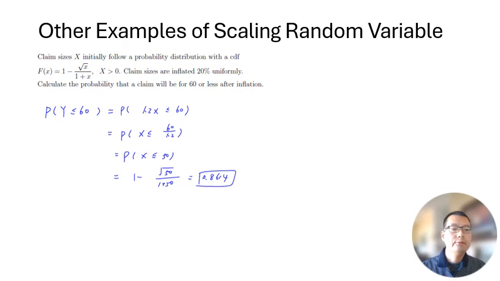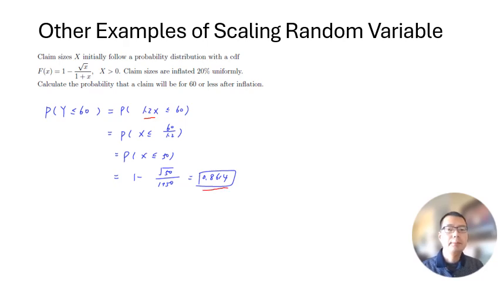So starting from the CDF of y, our probability is y less than 460. Then we replace y with x, so y is equal to 1.2x. Then we transform it into the probability with regard to x, so x is less than 50. From here we can use the CDF Fx function that was given to calculate the probability, which turned out to be this.